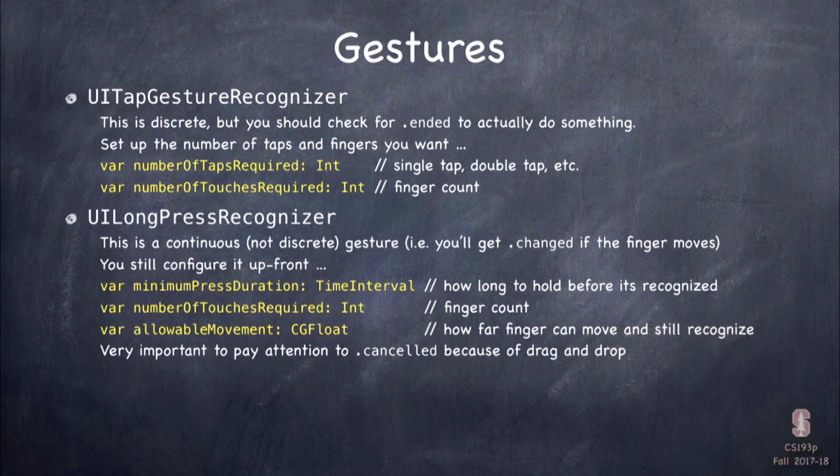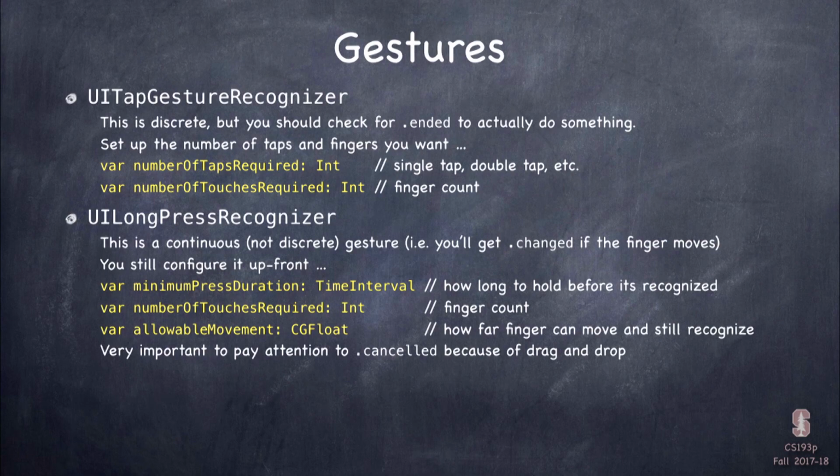There's also long press. Okay, long press is you hold your finger down on the screen for enough time and it starts recognizing it. This is surprisingly a continuous gesture because as you're holding it down, your finger might be moving a little bit, and that's okay. It's not a pan, okay, because it can only move a little bit. But if it does move a little, you'll get dot changed, okay?